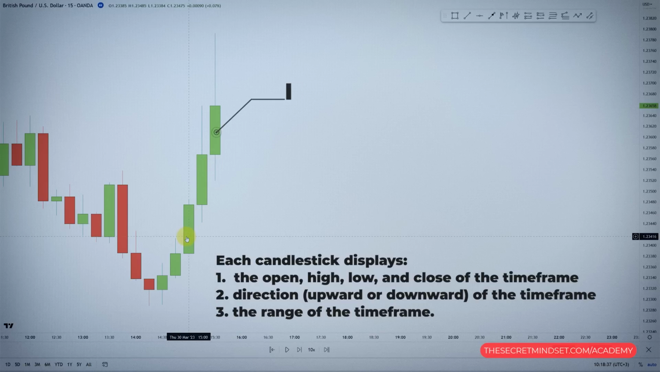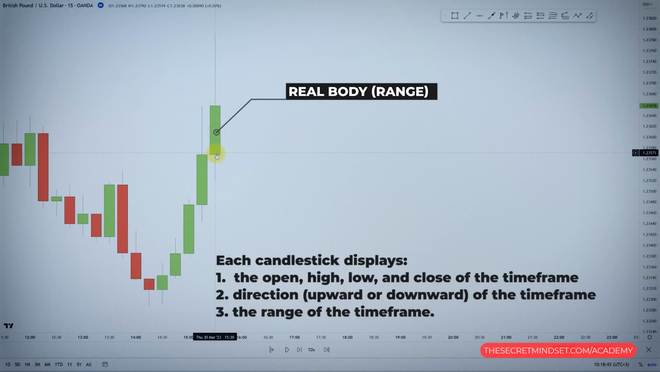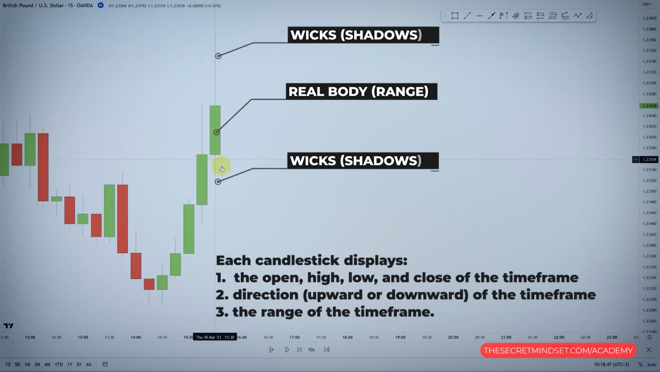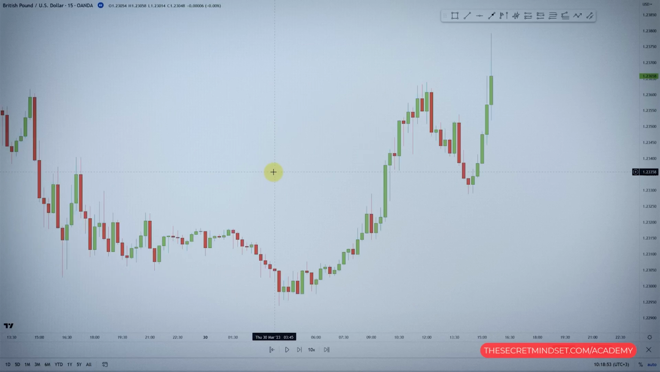The candlestick has a white part called the real body. This real body represents the range between the open and the close price, and the long thin lines below and above the body are referred to as wicks, tails, or shadows.